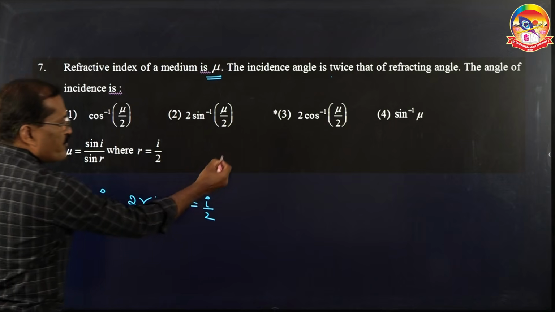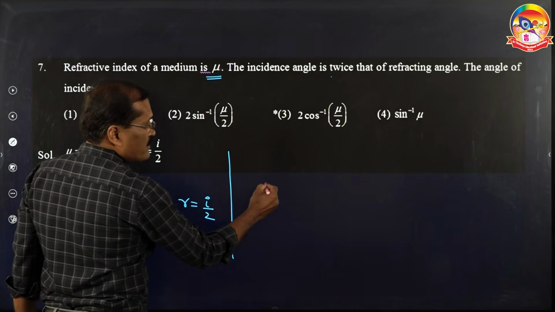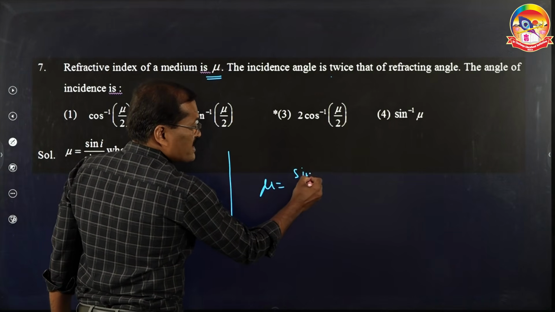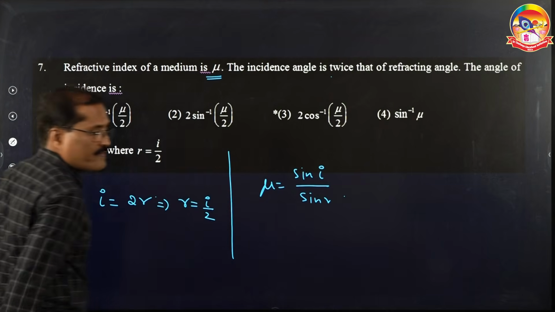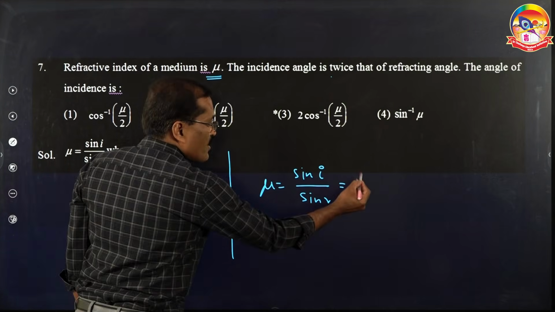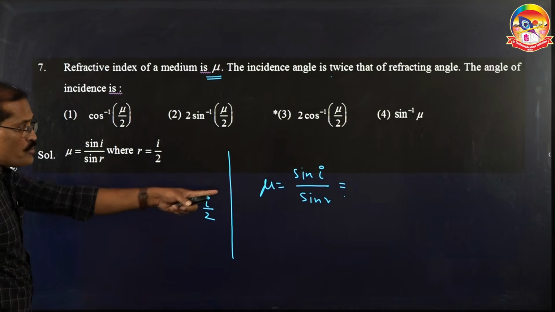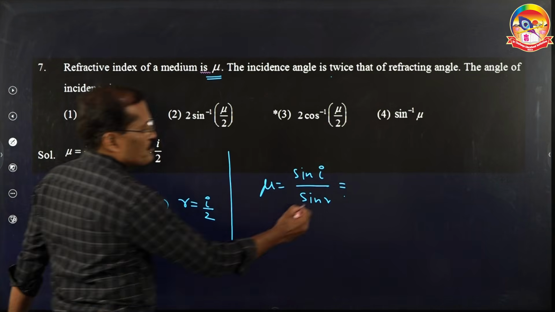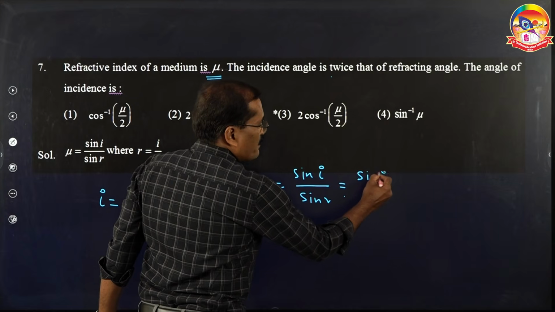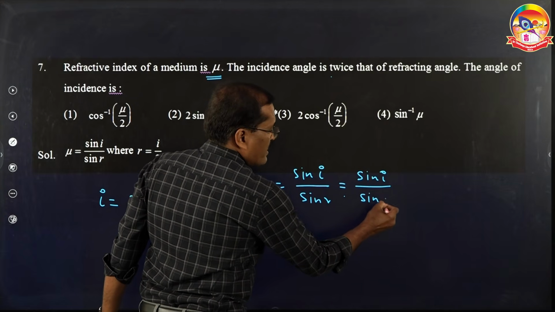Now we will go for the formula, a simple formula that we have here. Mu is equal to, from Snell's law, sin I by sin R. If you substitute, children, we require I, therefore R has to be eliminated, and in this case R is equal to I by 2, so sin I by sin I by 2.